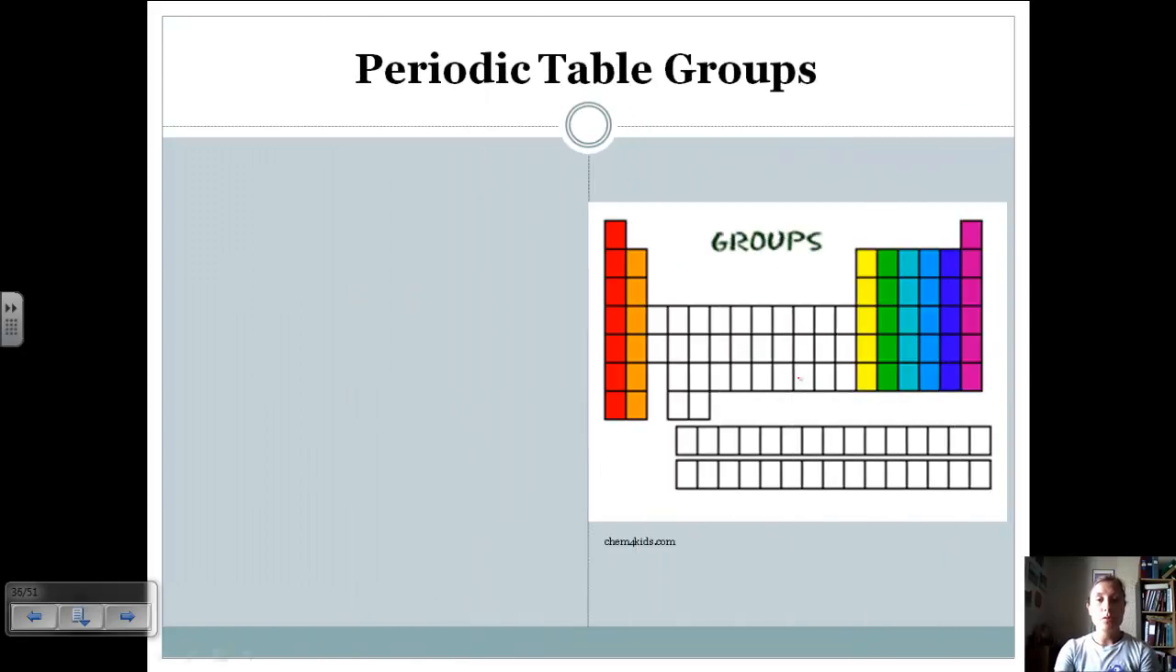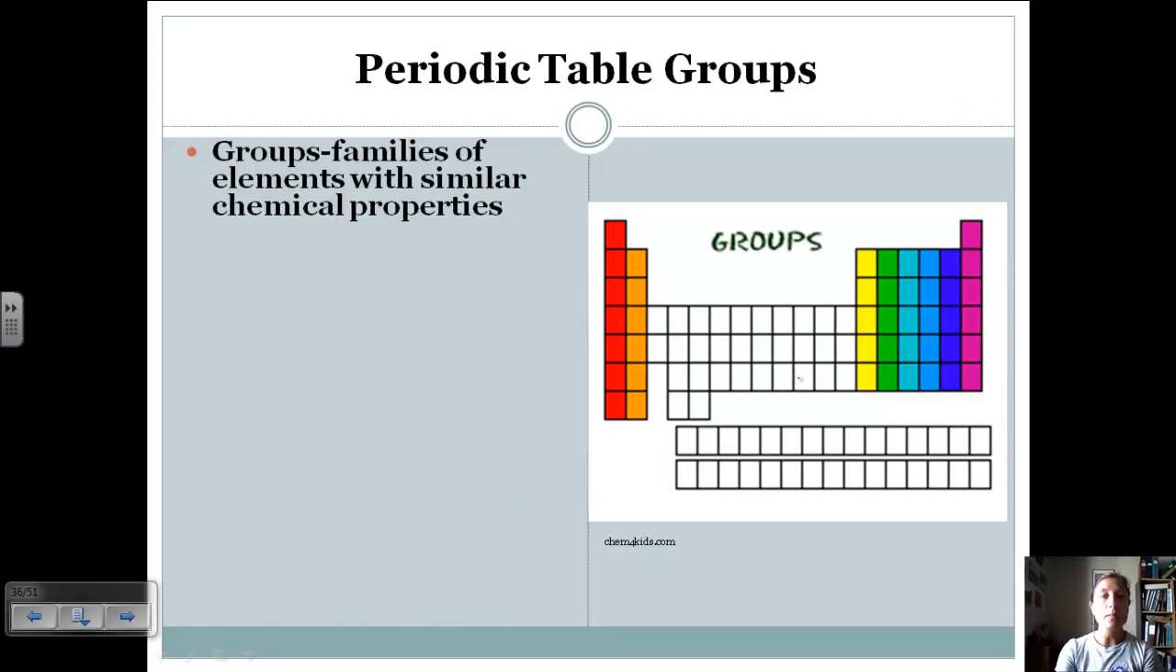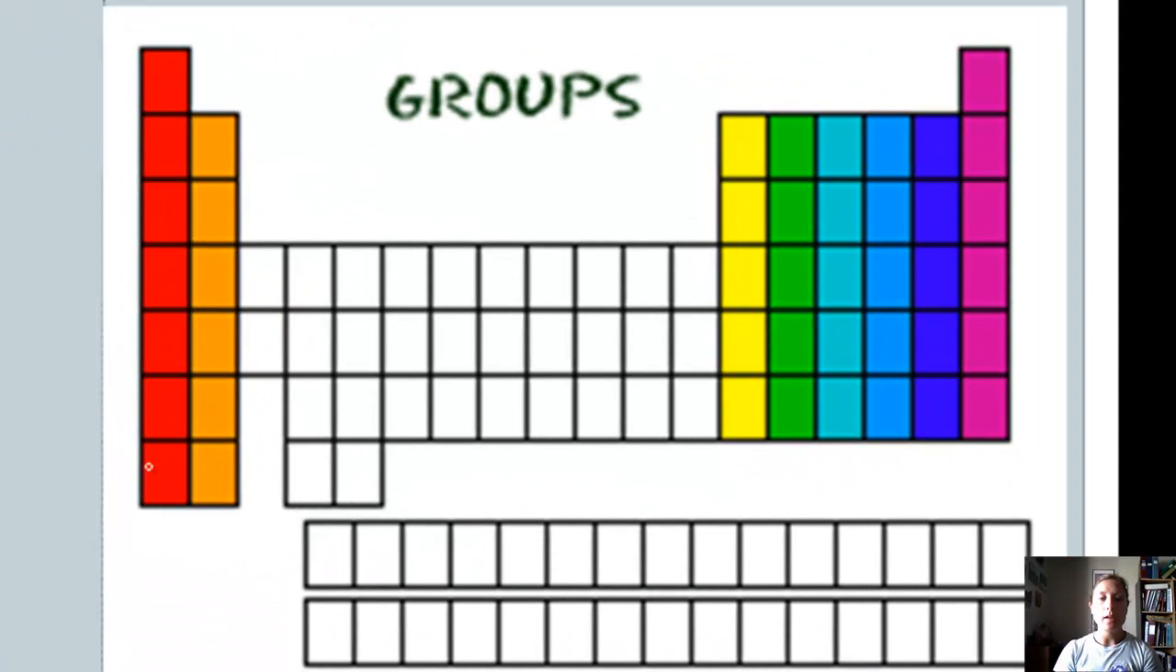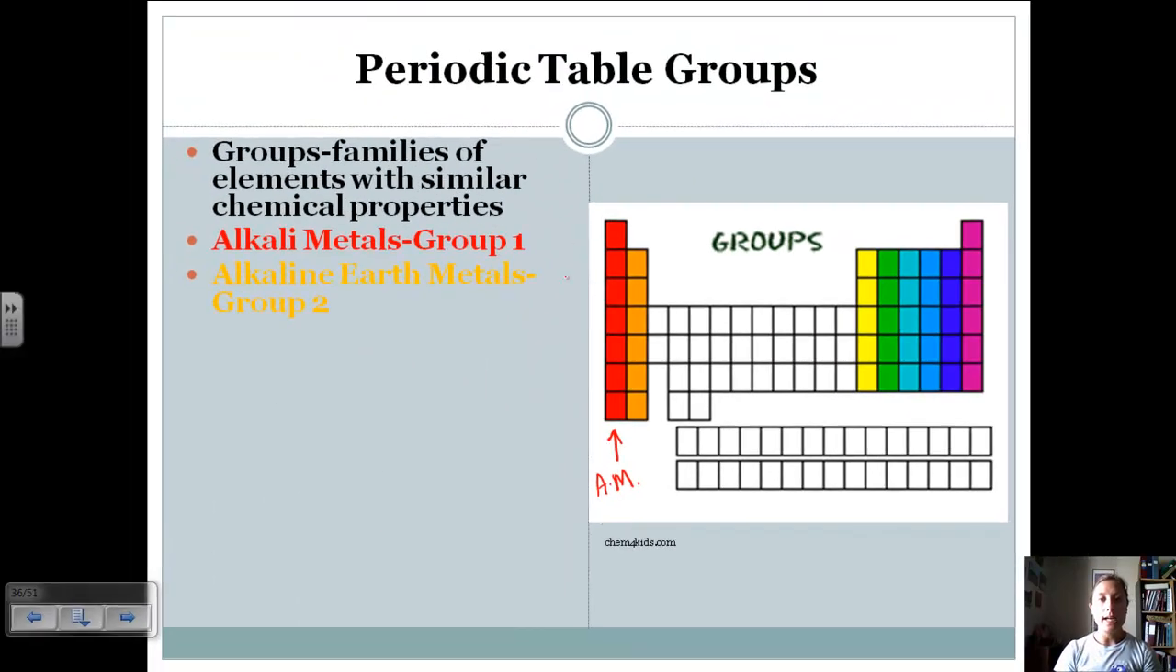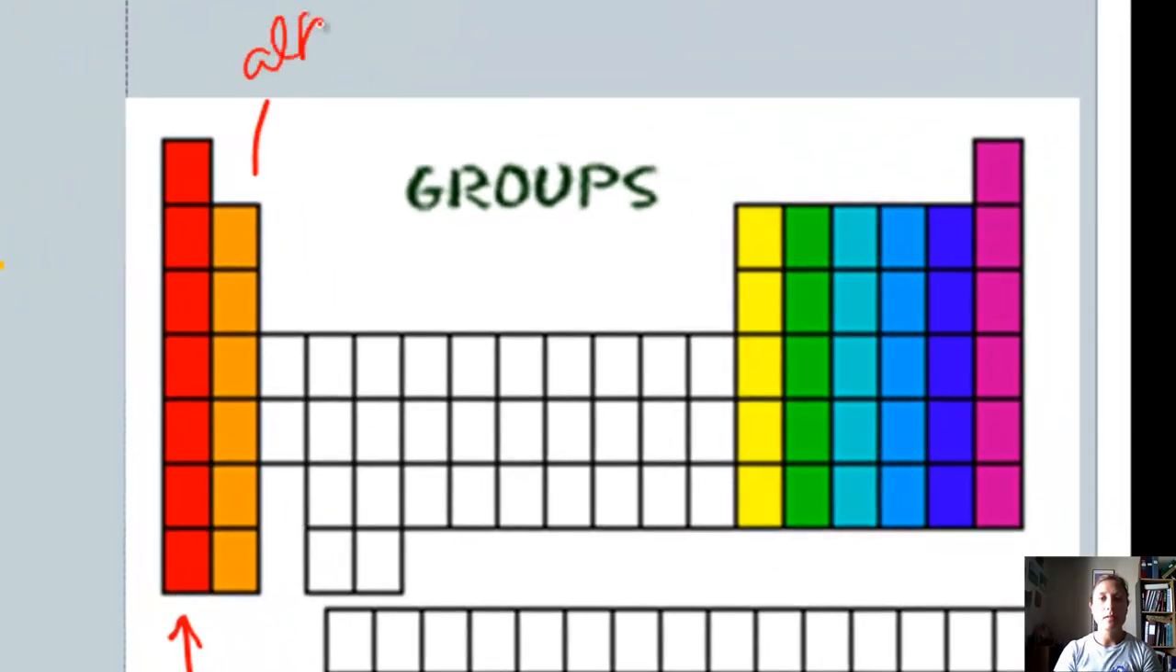Okay, so we talked about these groups and similar chemical properties. So some of these groups have specific names. Okay, and so the first group that we're going to discuss are the alkali metals. And so the alkali metals are group 1. Okay, then we've got the alkaline earth metals. And those are considered to be group 2. Okay, then we're going to skip that middle section for a second. We'll come back to it.